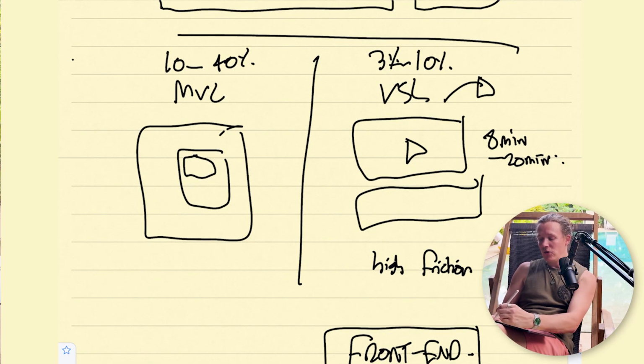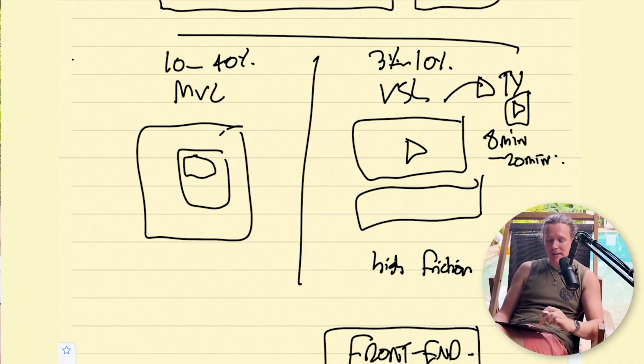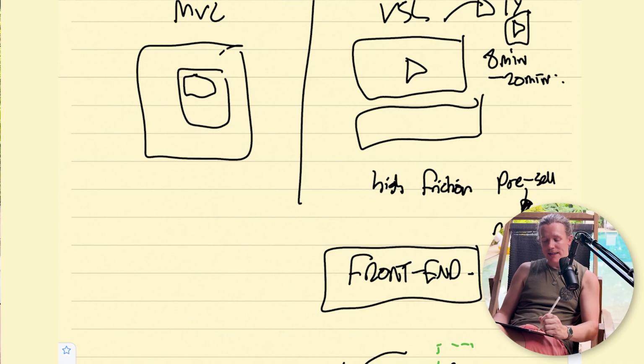And so a VSL does a lot of this selling on the front end, right? It's on the VSL, and then it goes to a thank you page, right? Now, what we do with the minimum viable calendar is that we sacrifice selling on the front and we focus on selling on the back instead. And so why do we do this?